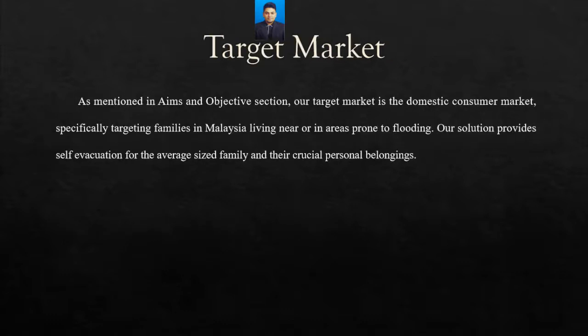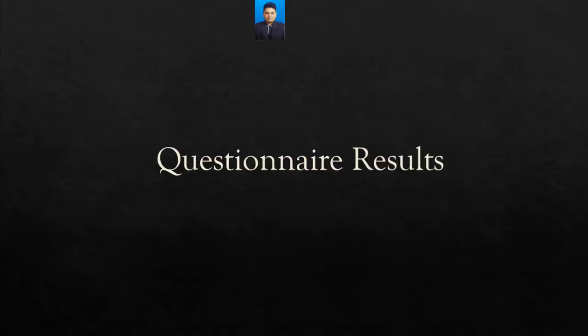Let's look at the target market. As mentioned in the Aims and Objectives section, our target market is the domestic consumer market, specifically targeting families in Malaysia living near or in areas prone to flooding. Our solution provides self-evacuation for the average-sized family and their crucial personal belongings. We'll begin with Section A, Basic Information. Next, we'll quickly go over the questionnaire results.